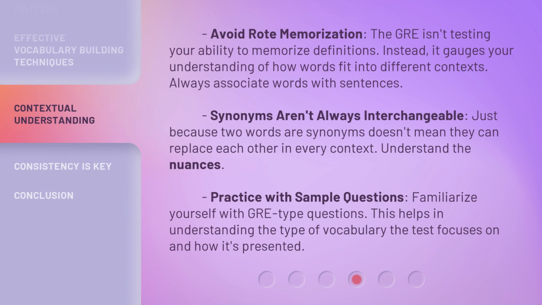Avoid rote memorization. The GRE isn't testing your ability to memorize definitions. Instead, it gauges your understanding of how words fit into different contexts. Always associate words with sentences. Synonyms aren't always interchangeable. Just because two words are synonyms doesn't mean they can replace each other in every context.